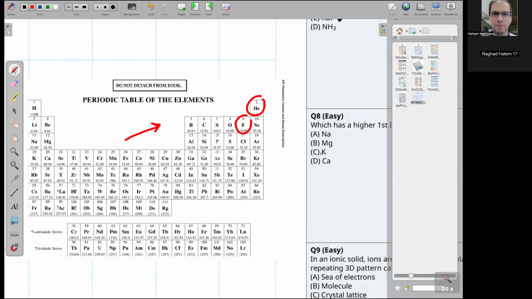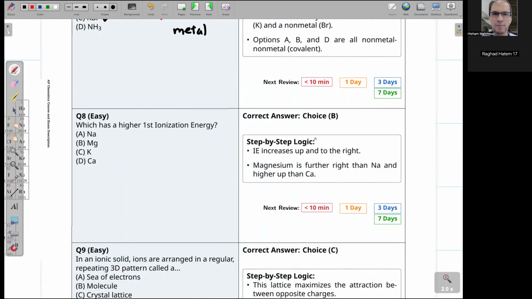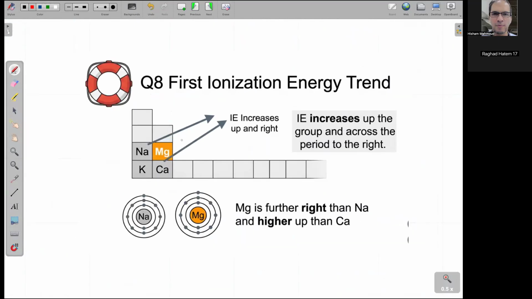So sodium or magnesium or potassium or calcium, let's check. Which one has the highest? I think it's magnesium. As I go up and to the right, it increases. That's why magnesium will be having the highest of them. It is further right than sodium and higher up than calcium, and we know that it increases as I go up and to the right.